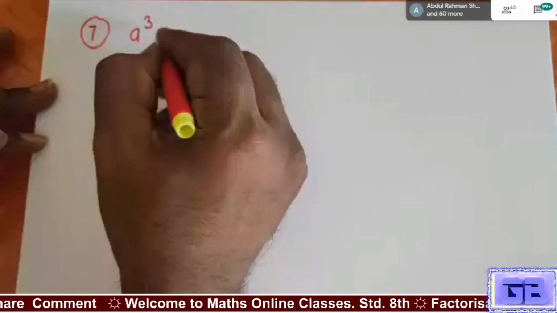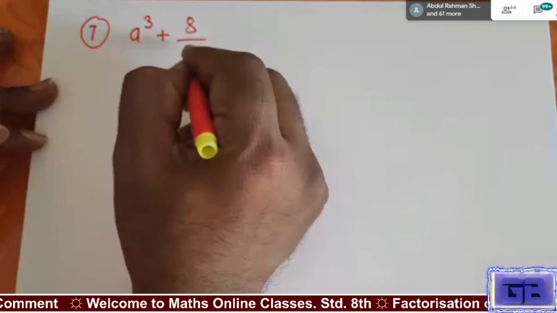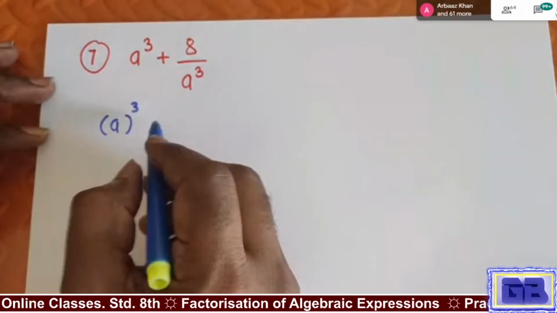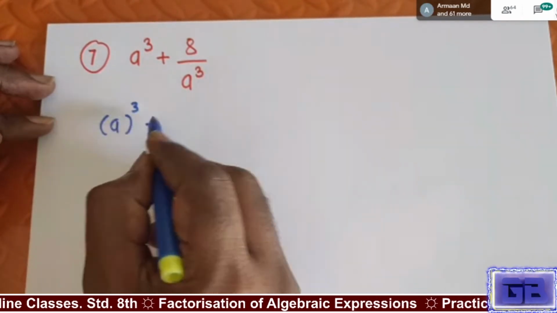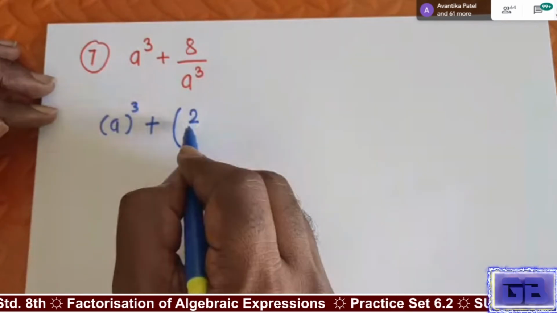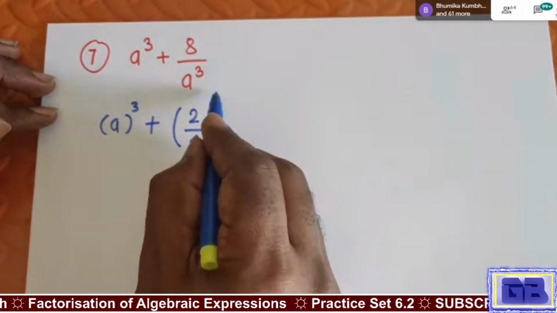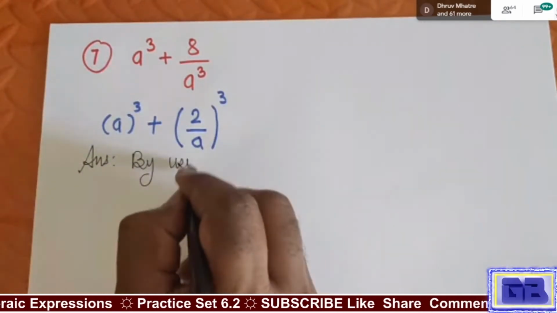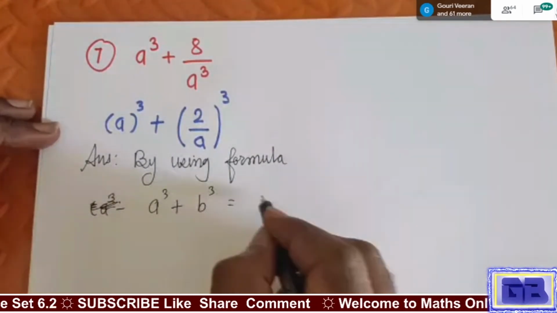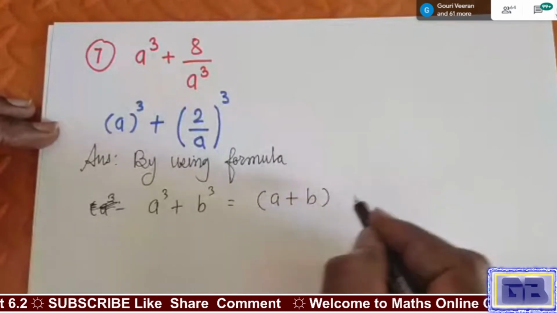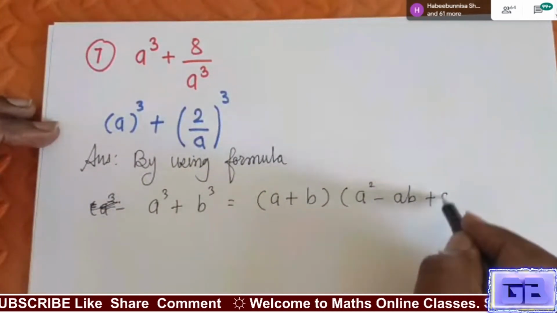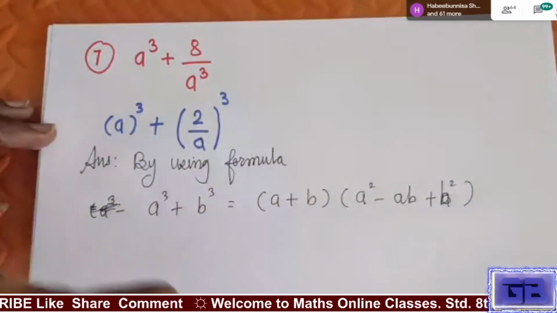a cube plus 8 upon a cube. a I will take in bracket, bracket raised to cube, plus 8 is the cube of 2. Inside the bracket I will write 2 upon a whole cube. By using the formula, a cube plus b cube equals, in the first bracket a plus b, in the second bracket a square minus ab plus b square, bracket close.